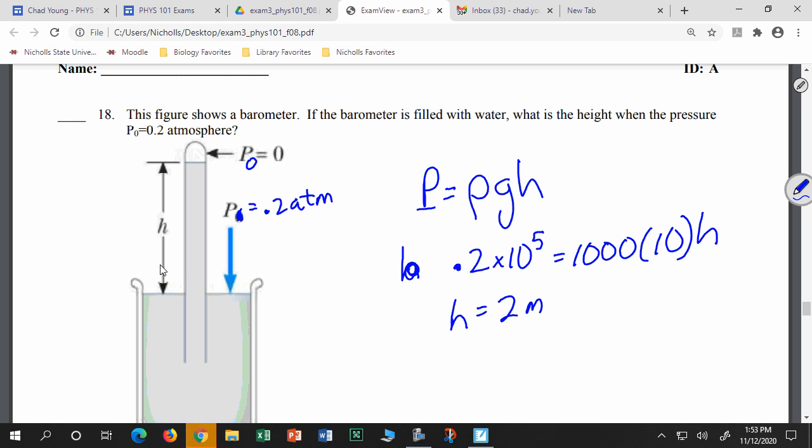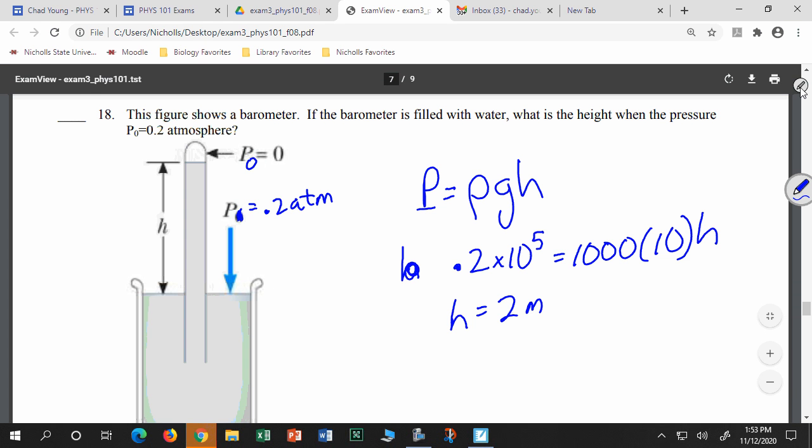Right, 2 meters. I know that actually because at 1 atmosphere, the height of a column of water is 10 meters. We did that problem. That was the original barometer. And since it's just 0.2 atmospheres, 2/10 of that would be 2 meters. But you might not remember that. That's fine. Okay? So you can do those.